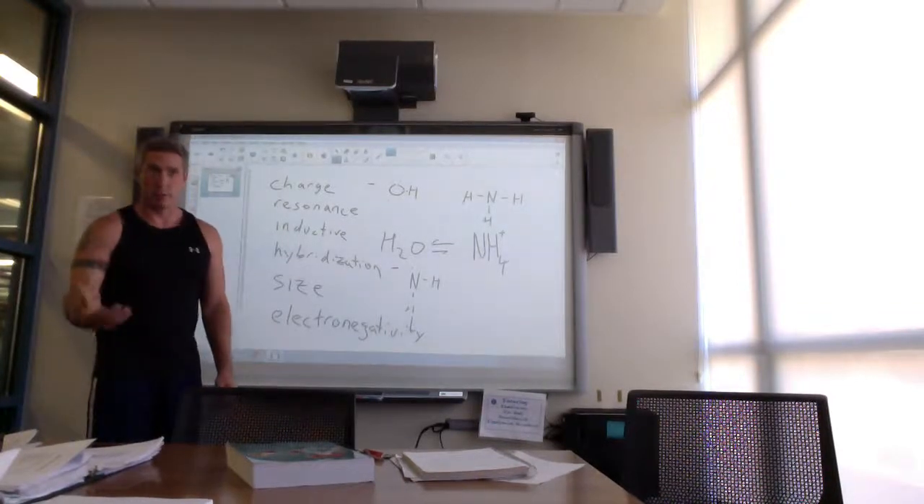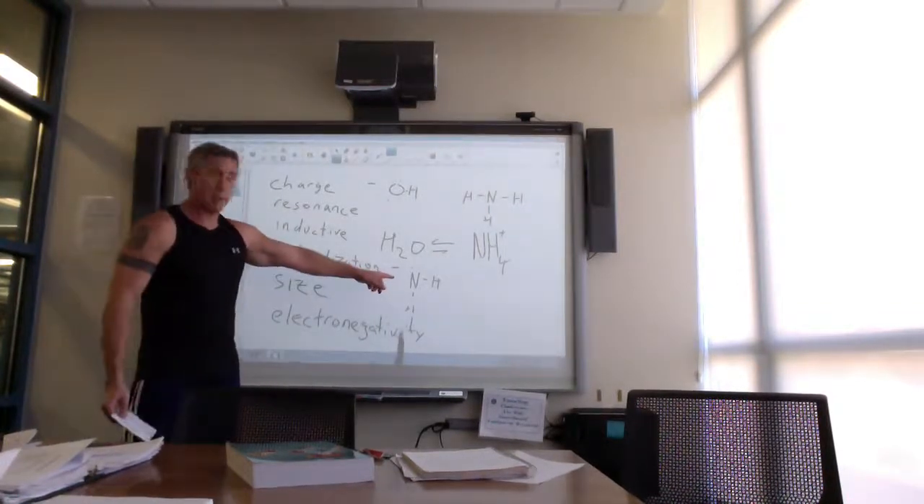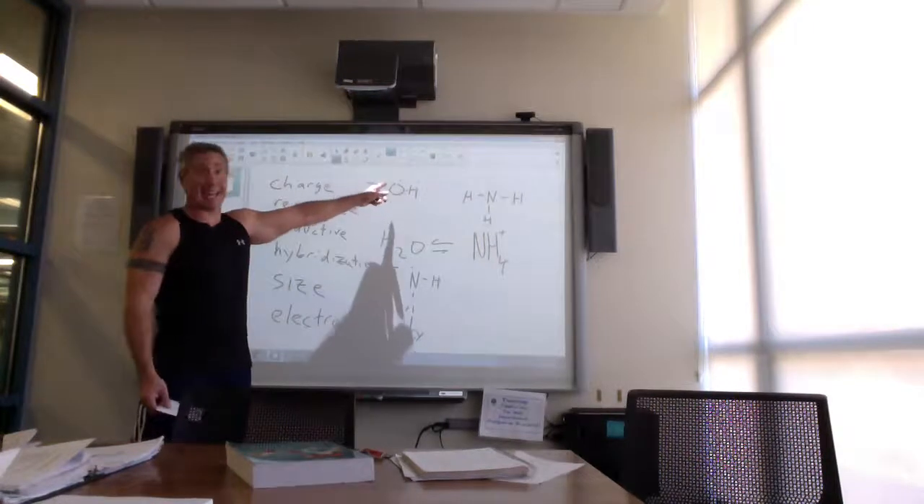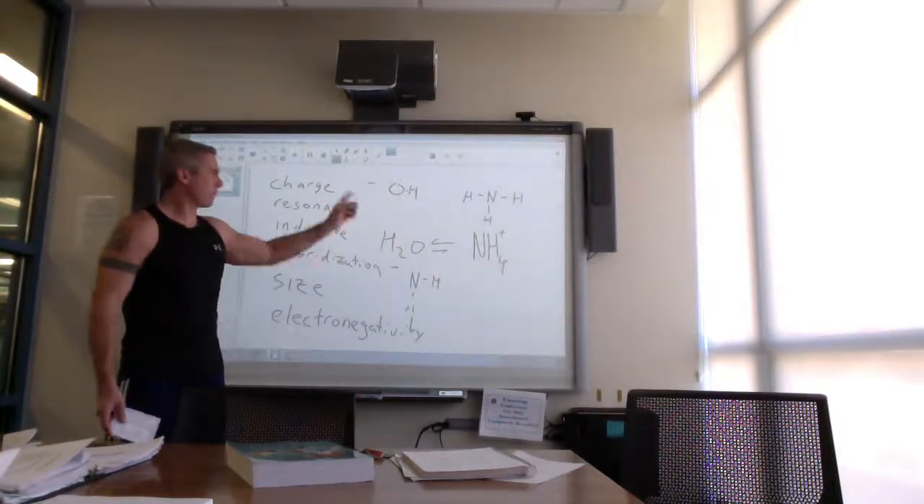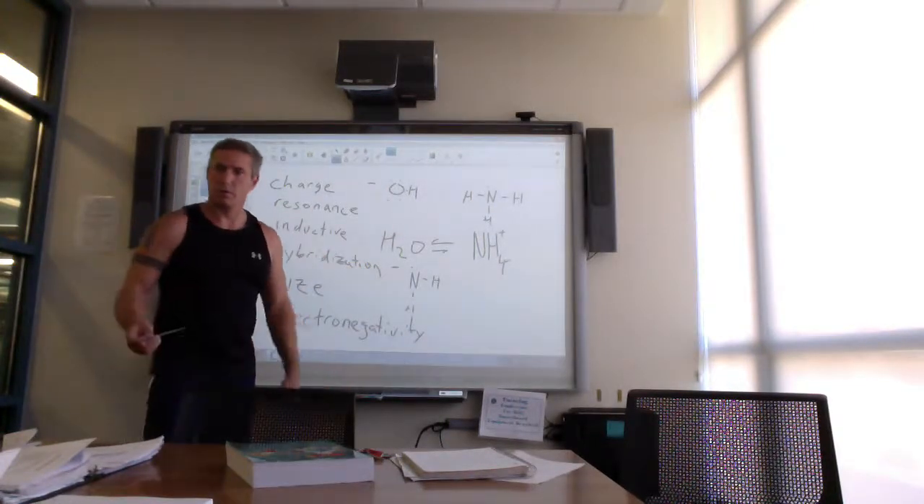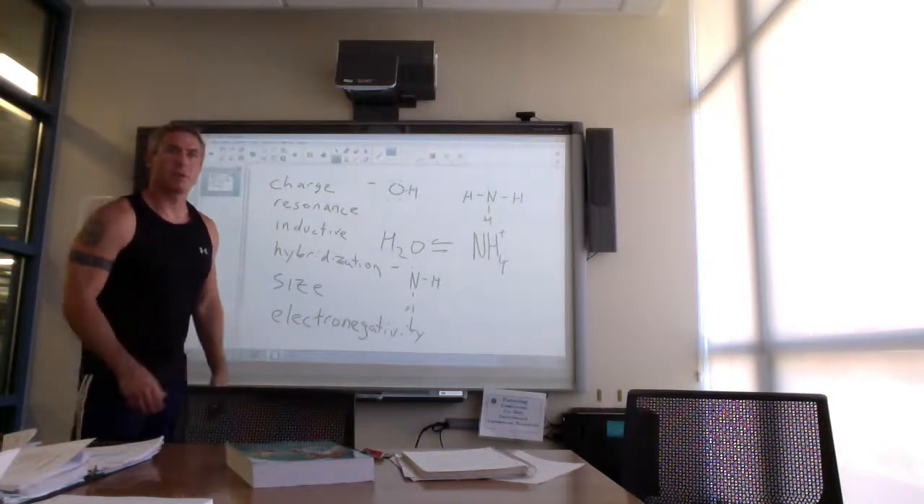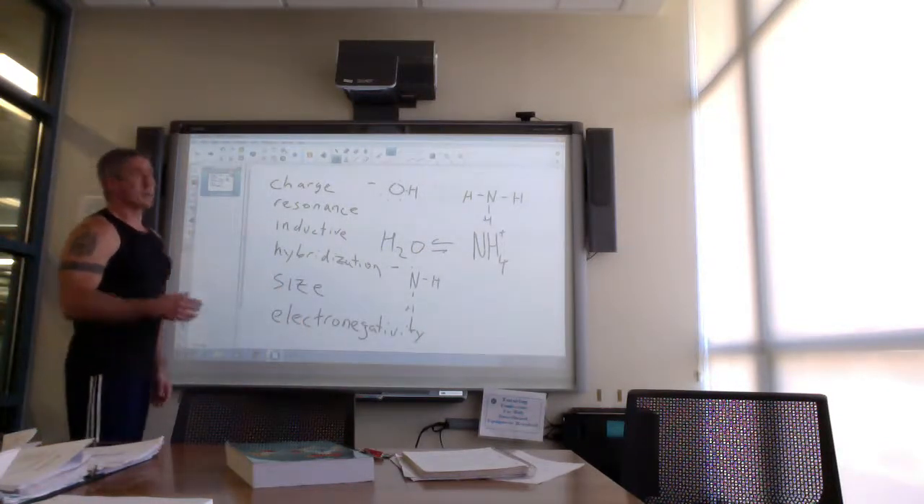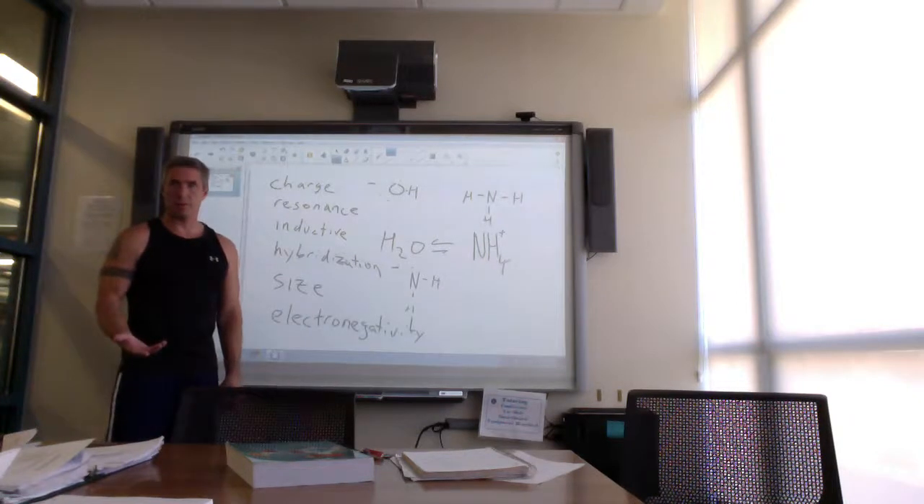Right, this guy is more unhappy than that guy. 3, 5, and 3, I think, if I remember right, something like that. So, again, take a look at the conjugate base, see what they look like.